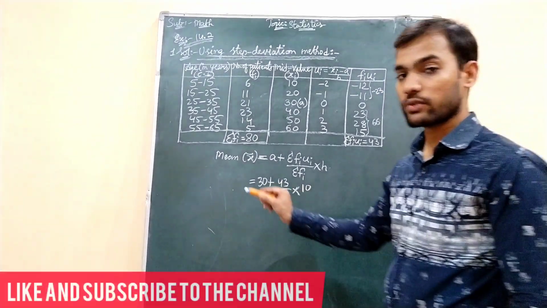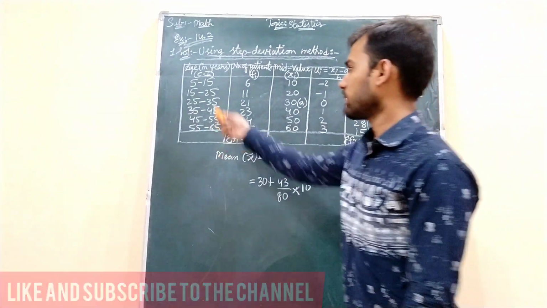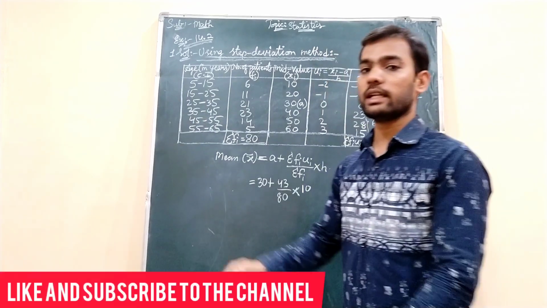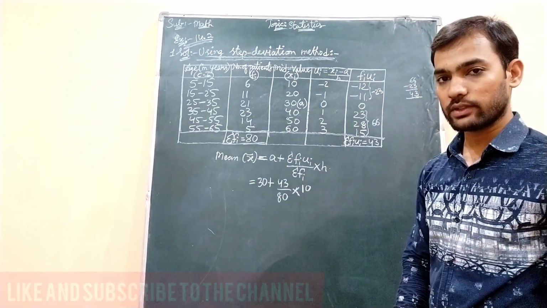As I said, how we have to find out? Just you need to subtract 45 minus 35 you need to do. I said, if you subtract 55 minus 5 also you will get 10 only. So these all classes are uniform. You will get size of the class interval as 10.